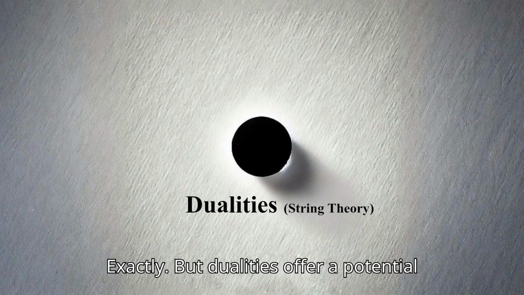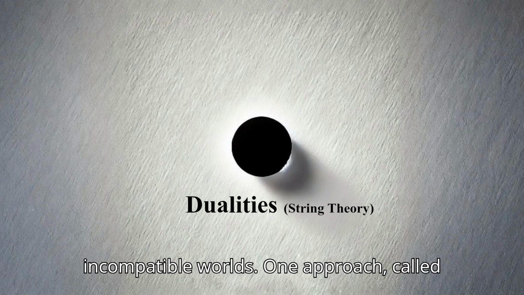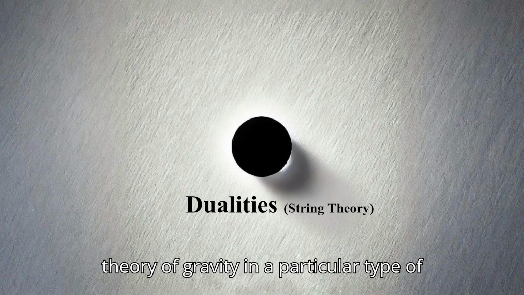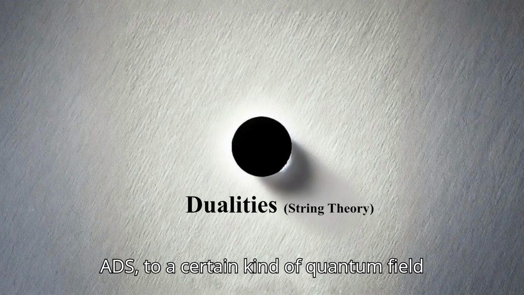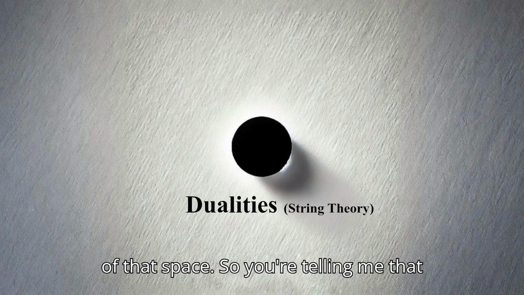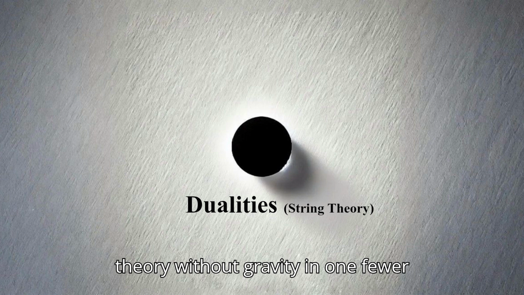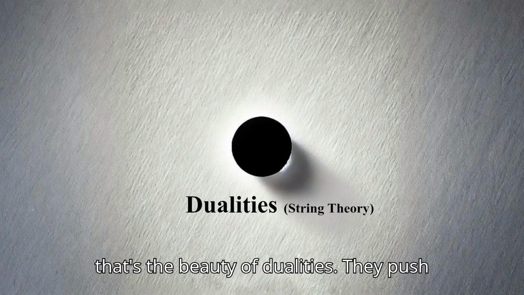Exactly. But dualities offer a potential bridge between these two seemingly incompatible worlds. One approach, called the AdS/CFT correspondence, relates a theory of gravity in a particular type of spacetime, called anti-de Sitter space, AdS, to a certain kind of quantum field theory, CFT, that lives on the boundary of that space. So you're telling me that a theory with gravity is equivalent to a theory without gravity, in one fewer dimension. It sounds crazy, right? But that's the beauty of dualities.